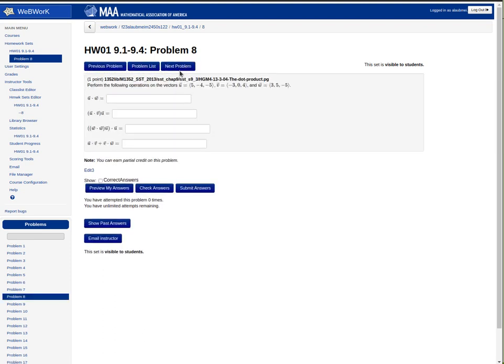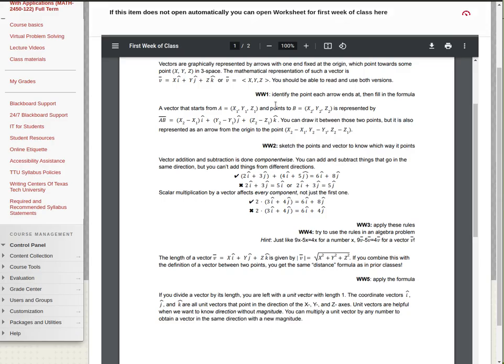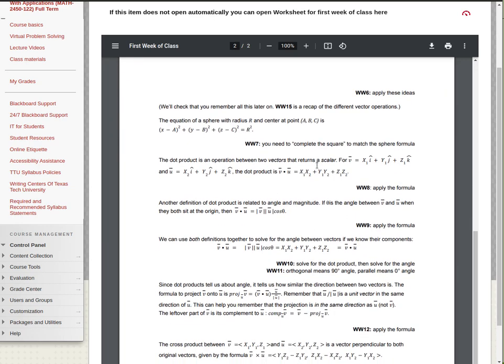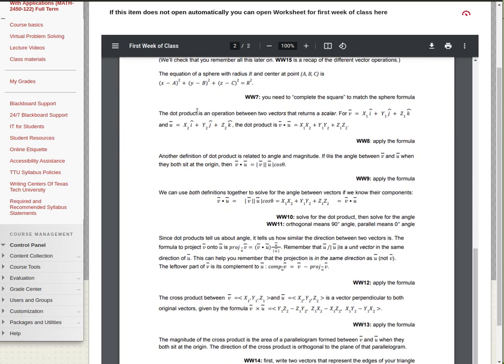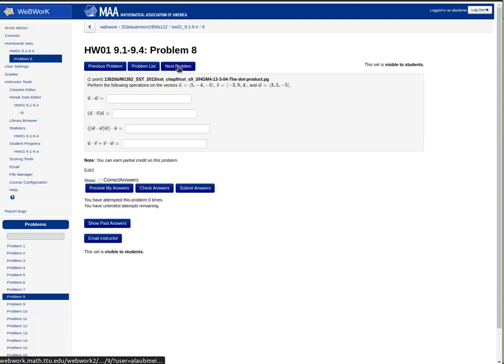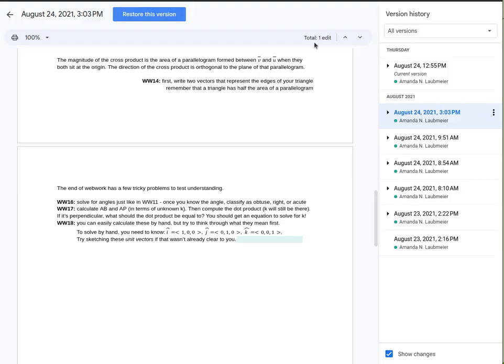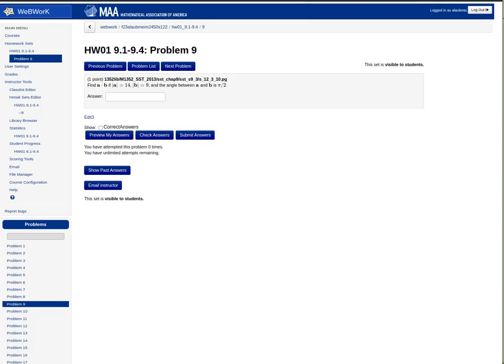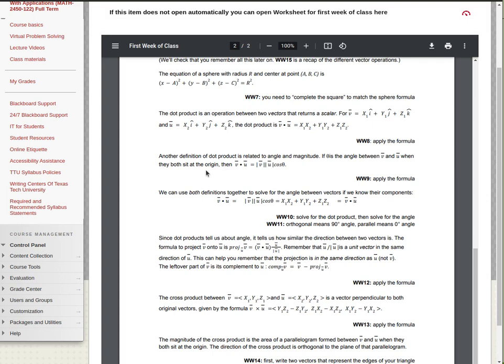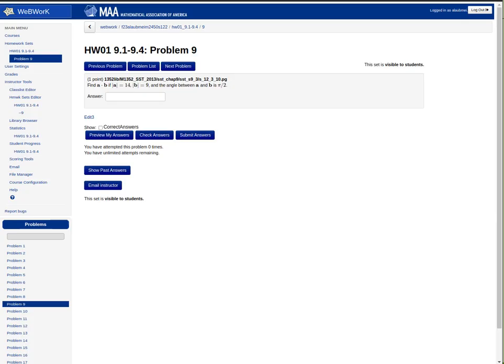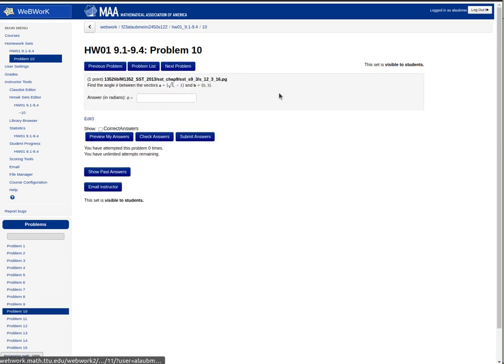But then problems 8 through 13 are pretty much applying formulas again. So 8 takes you to the definition of a dot product. If you just apply that formula, you'll be able to solve all these. And then 9 uses this angle property that's given in a formula here, so you just need to apply the formula to solve for that dot product.